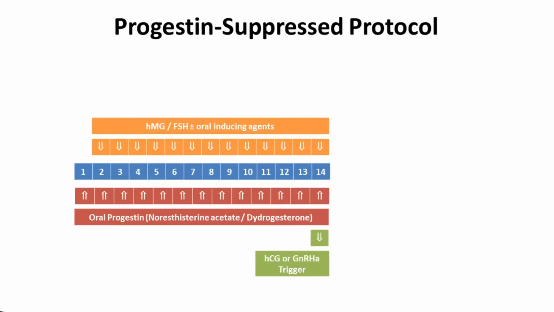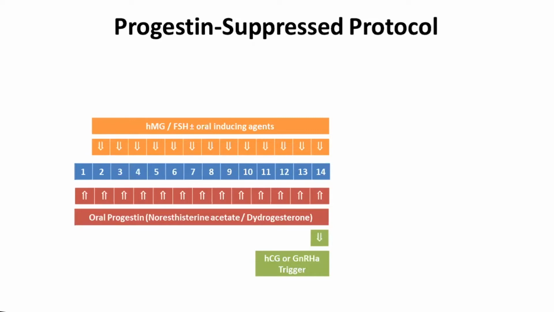This is a very useful and low-cost protocol for poor responders, for women at high risk of ovarian hyperstimulation, particularly when we have a shortage of the GnRH antagonist, as we have these days. We have in Egypt these days a shortage of the GnRH antagonist, which is cetrotide. So we can use this protocol as an alternative or substitute to the GnRH antagonist protocol.